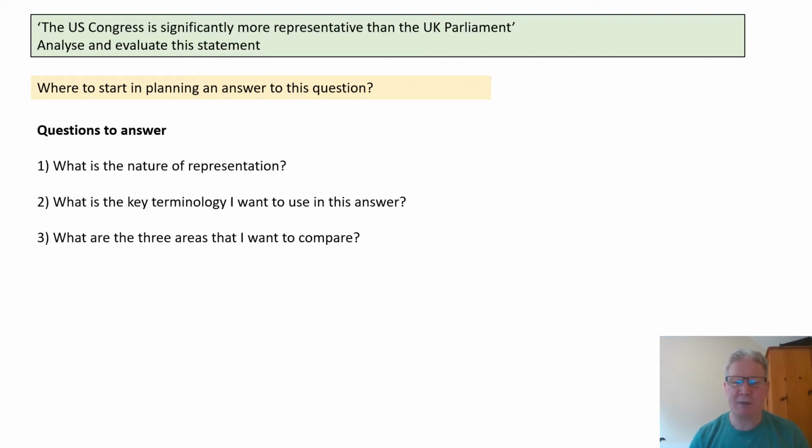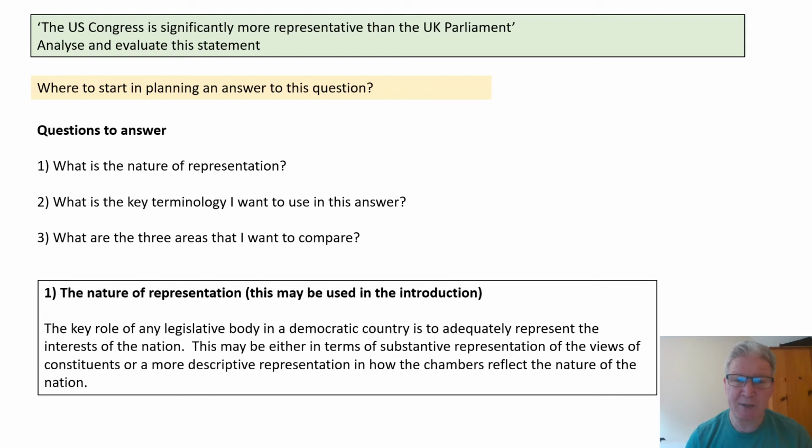Well, first of all, we need to understand what we mean by representation. We need to know our terminology, and then we need to know what criteria we're going to use to do the comparison on. In terms of representation, which could be used in the introduction, you certainly want a definition of what representation means, because it could be substantive representation in terms of how the views of constituents are actually recognized, or it could be talking about more descriptive representation about how the chamber actually looks as a reflection of the nation. So that's where we've got to work on those particular two areas.